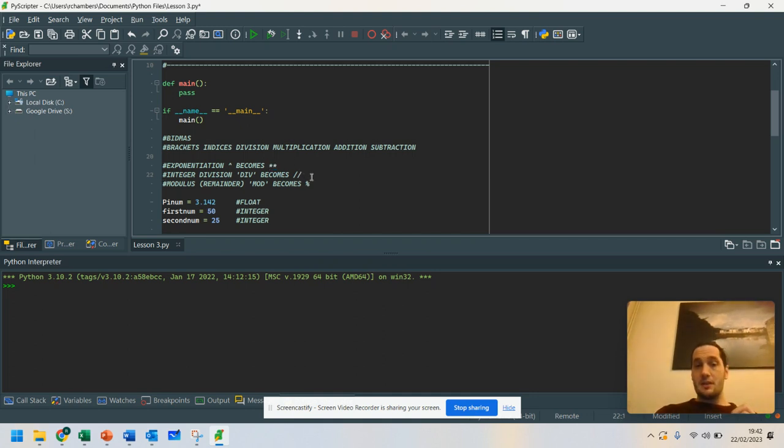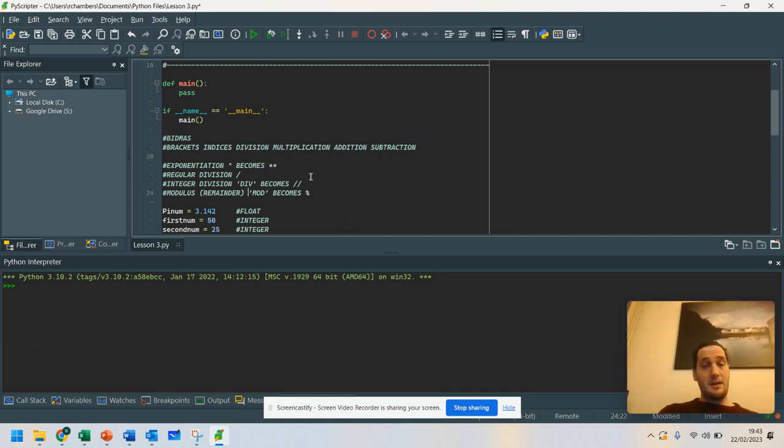We also have integer division. If I want to do a regular divide, it's just a simple forward slash to divide. But when I want to get the whole number rounded down without the remainder, I can use a double forward slash. And I'm going to explain this in a minute.